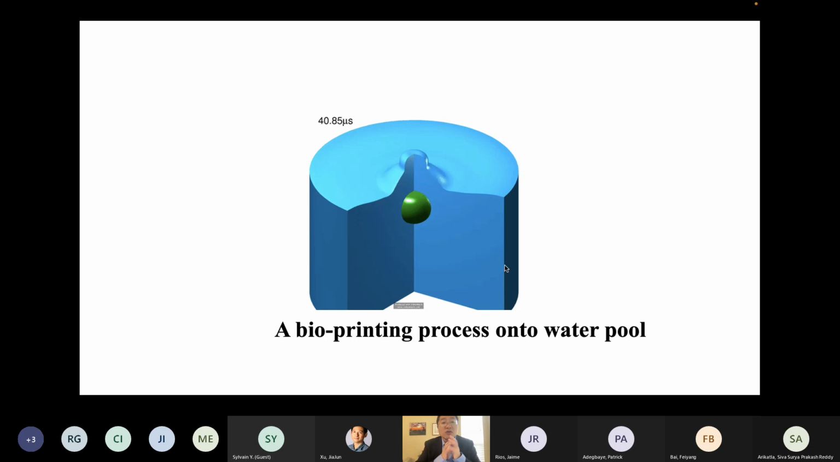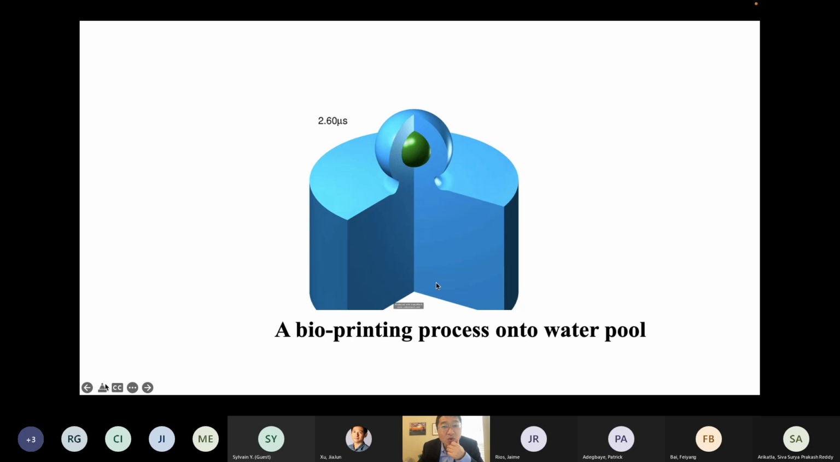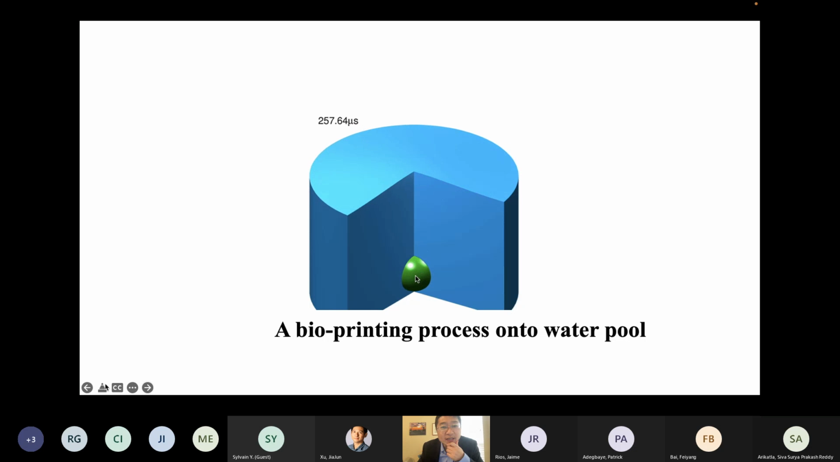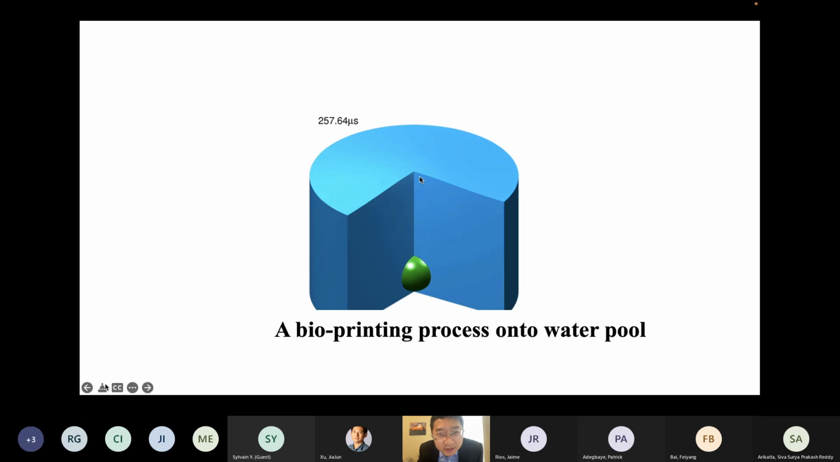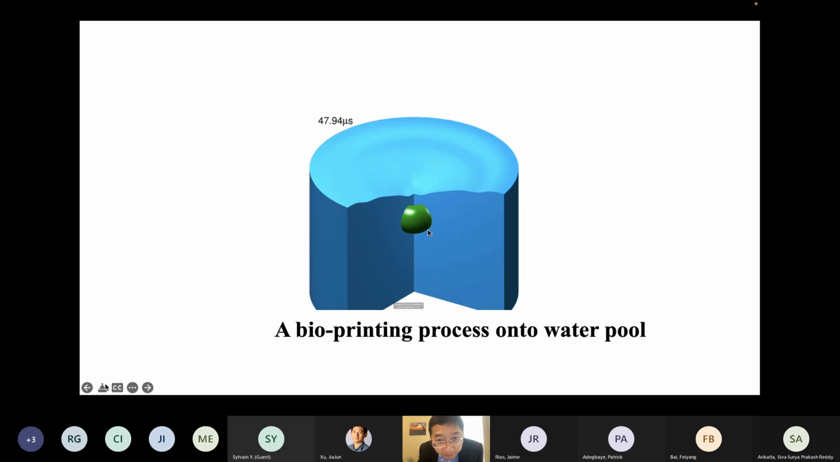Okay, so here is a printing process, as you see here. What if we only print a cell into water? There's no polymeric solution, just a cell into the water bath. As you see here, the cell is represented by the green ball. The ball is pushing down, and I should note that there's no initial velocity. The process generates a very high speed. We have almost 1 meter per second for the droplet motion.